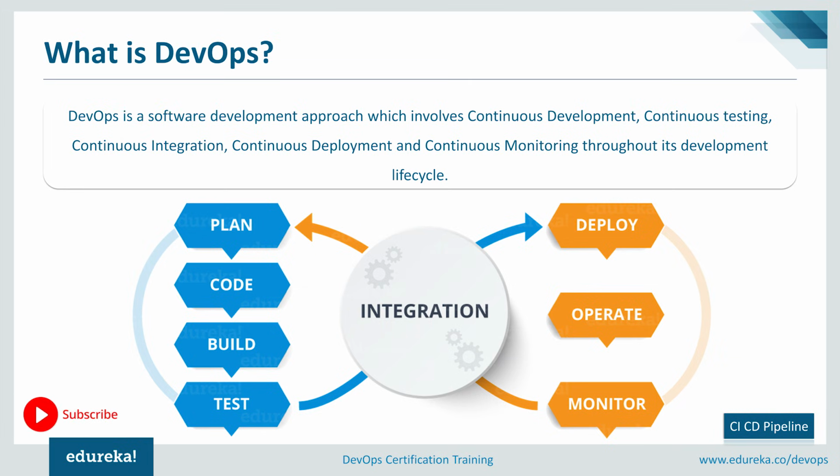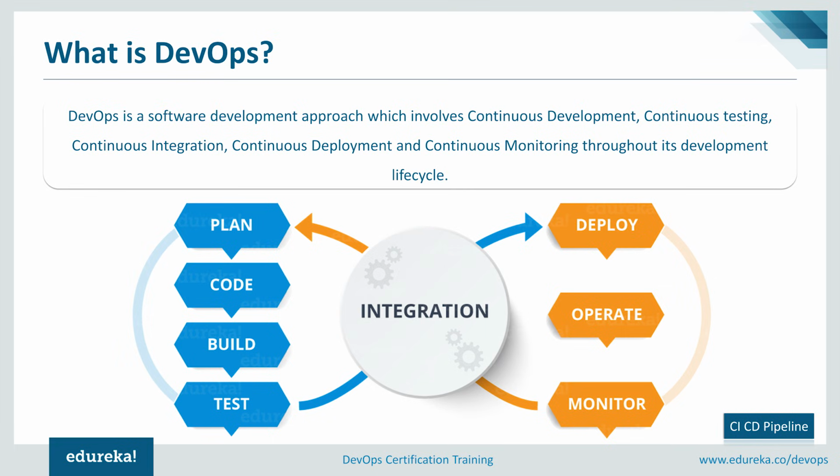Now let's go back and summarize all these stages again. We have integration in the middle, that is using the Jenkins server. Any time a developer changes the source code, it will take that code and then trigger a build by using Maven, Ant or Gradle.